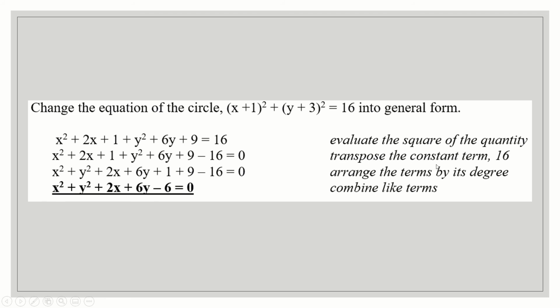Now transpose the constant term 16 on the left side of the equation. We have x squared plus 2x plus 1 plus y squared plus 6y plus 9 plus minus 16 is equal to 0. Arrange the terms by its degree. So the first term with the highest degree is x squared followed by y squared plus 2x plus 6y plus 1 plus 9 minus 16. Then combine the like terms 1, 9, and negative 16. The result is x squared plus y squared plus 2x plus 6y minus 6 is equal to 0. So this is the final answer.